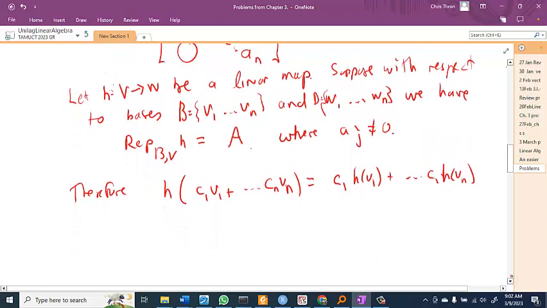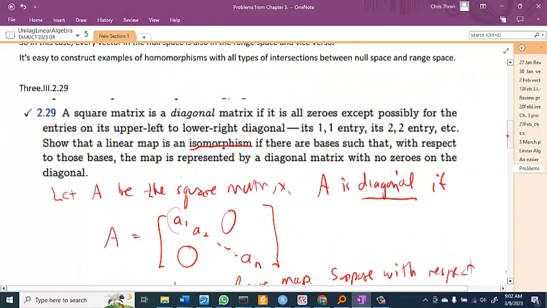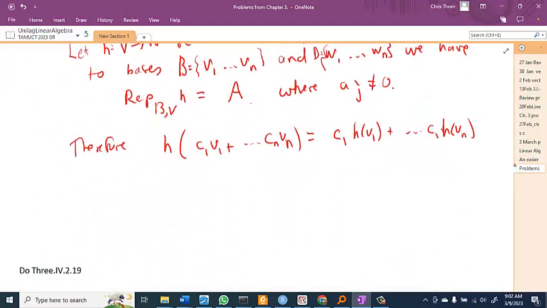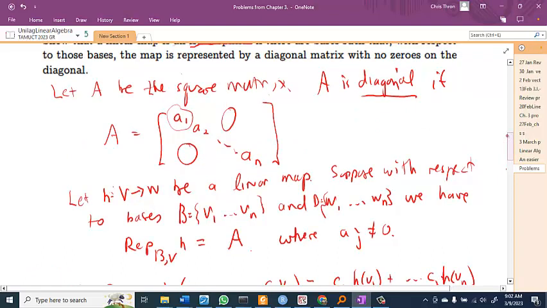So H of V1 is what? Well, what this A1 means is that V1 maps to A1 W1. Why is that? Because if you represent V1 with respect to this basis, V1 is the first basis element, so the representation is just 1, 0, 0, 0, 0. So if I multiply 1, 0, 0, 0 by this matrix, I get A1, 0, 0, 0, 0.